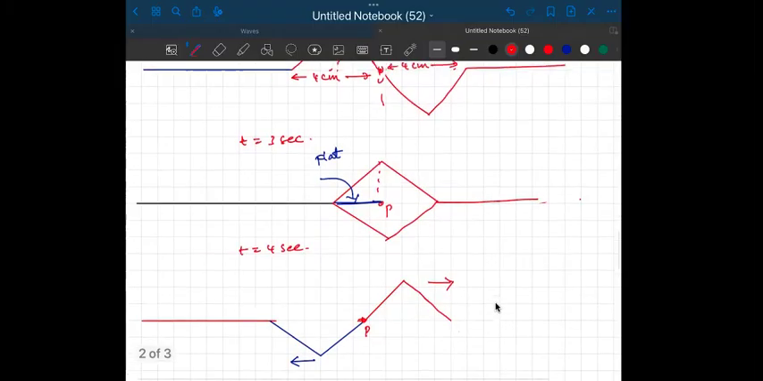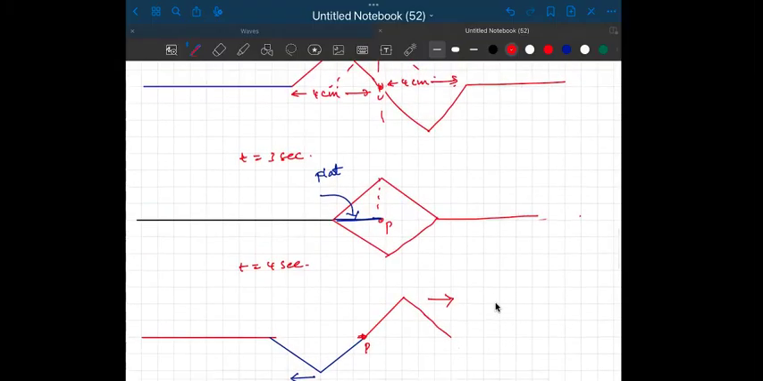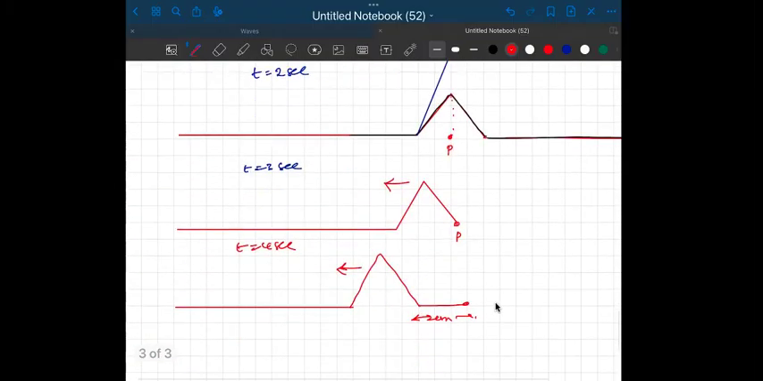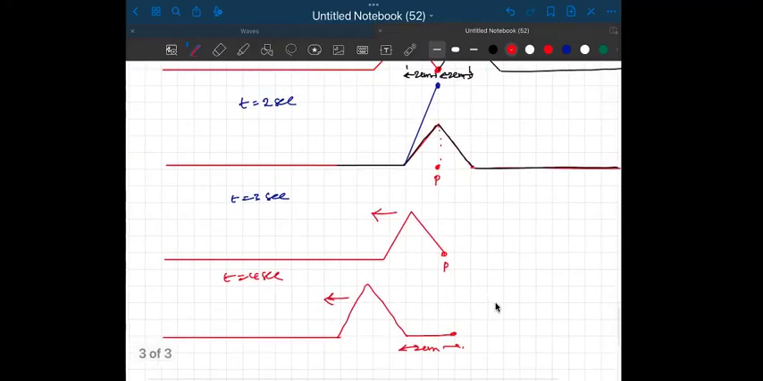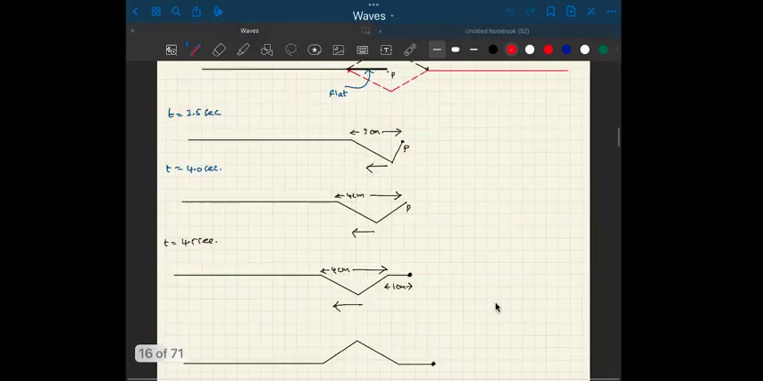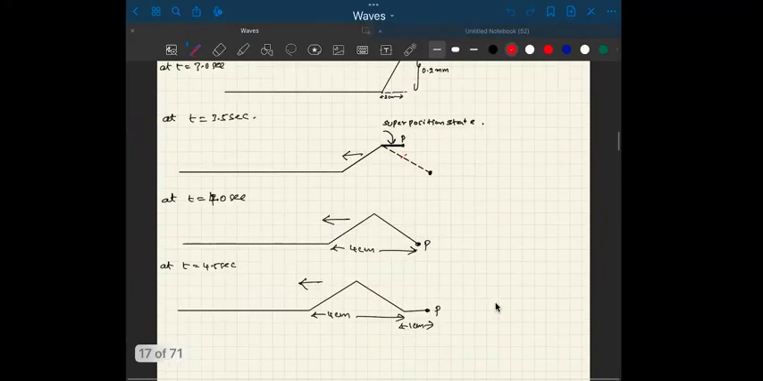The one which I have discussed is at a rigid boundary at point P. The other is at a free boundary. Free boundary. Clear? Right. Next. So this is all the discussion of reflection of a wave at a boundary. Next. So the same thing I have done.